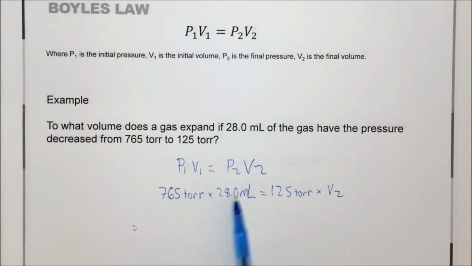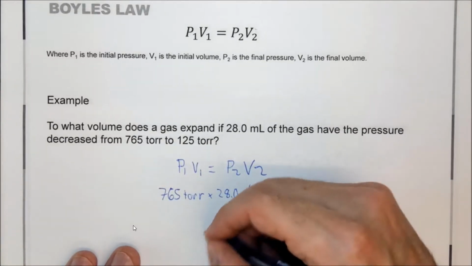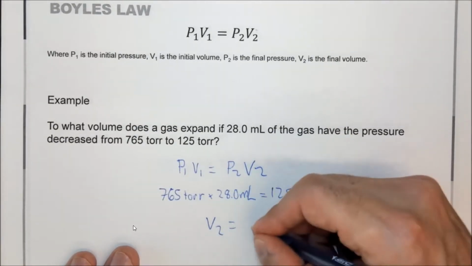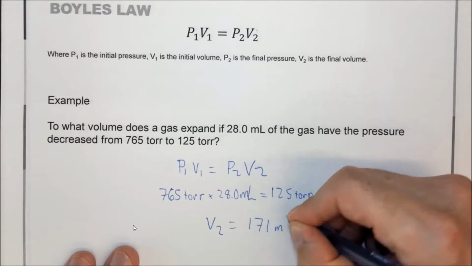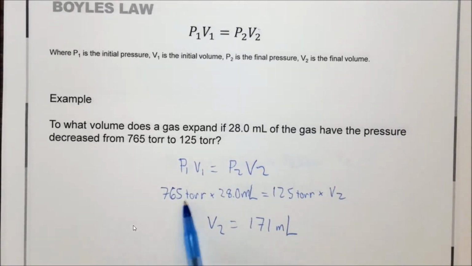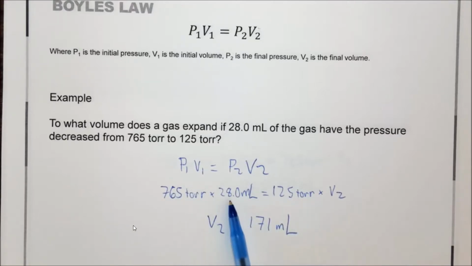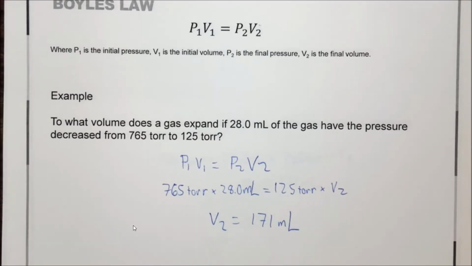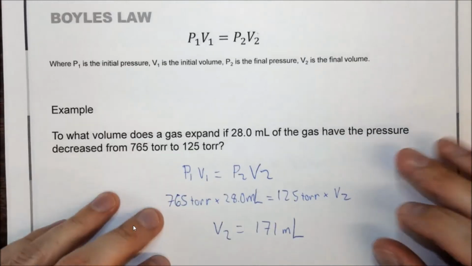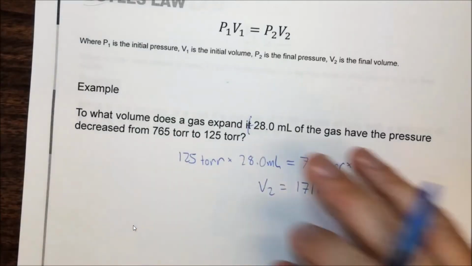So here we multiply these two numbers together, divide by this one, and when we round to three significant figures, we find that it's 171 milliliters. So when we decrease the pressure around the gas from 765 to 125, the volume increases from 28 to 171. This is an inverse proportionality. The pressure went down, the volume went up. It's also important to note we kept the amount of gas, the moles, constant, and we also kept the temperature constant when we did this.